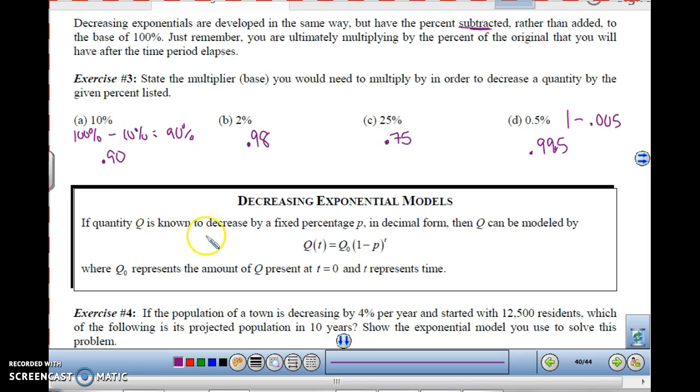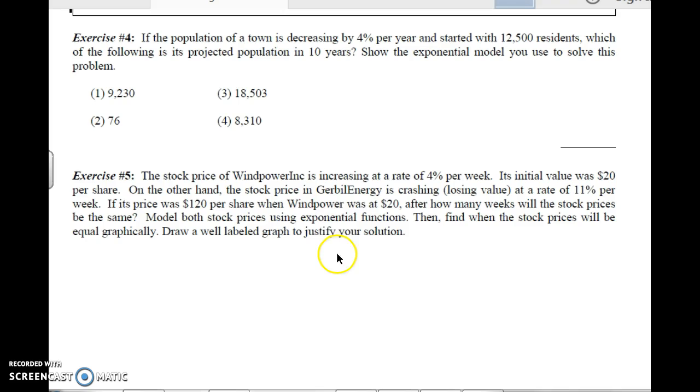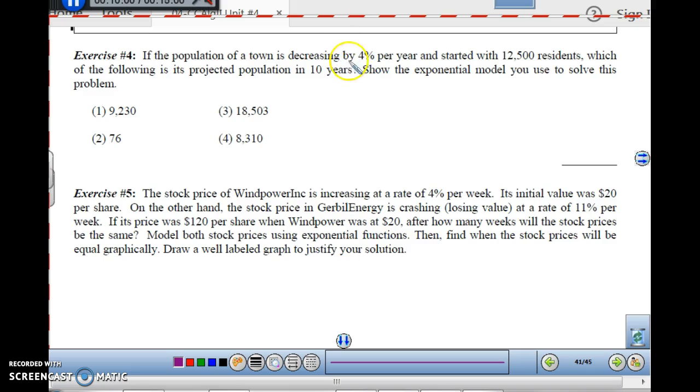So if quantity Q is known to decrease by a fixed percentage P in decimal form, then Q can be modeled by Q of T equals Q of 0, where Q of 0 is the amount of Q present at T equals 0, and it would be 1 minus P raised to the T. So let's try out an example of this. If the population of a town is decreasing by 4% per year and started with 12,500 residents, which of the following is its projected population in 10 years? Show the exponential model used to solve this problem.